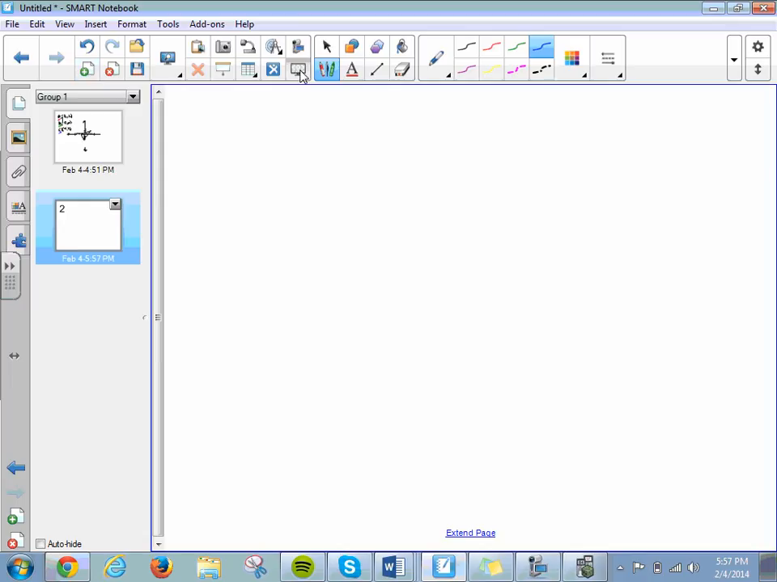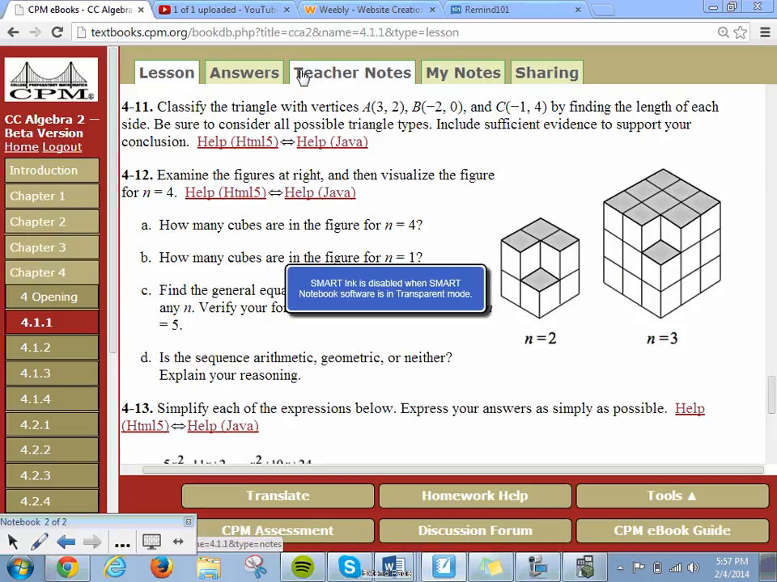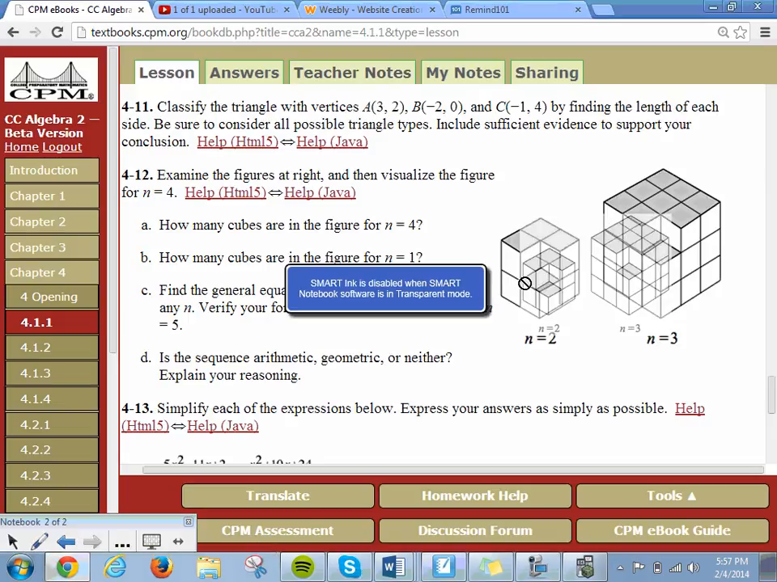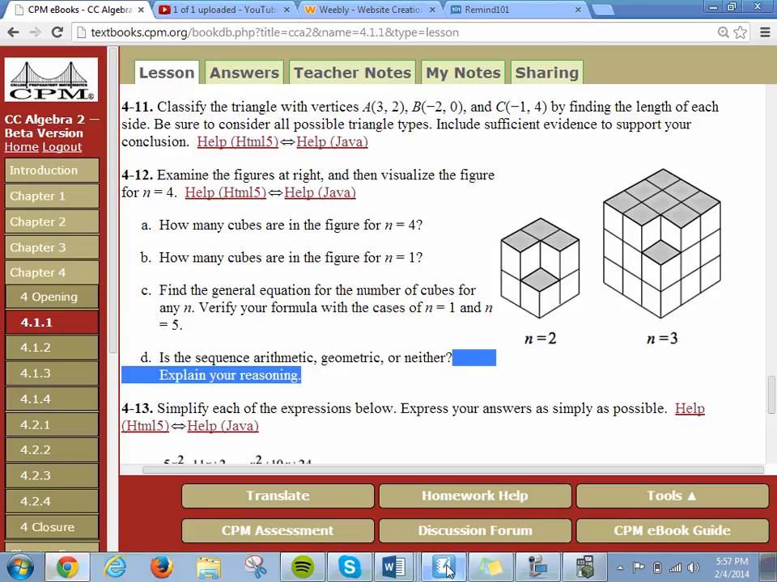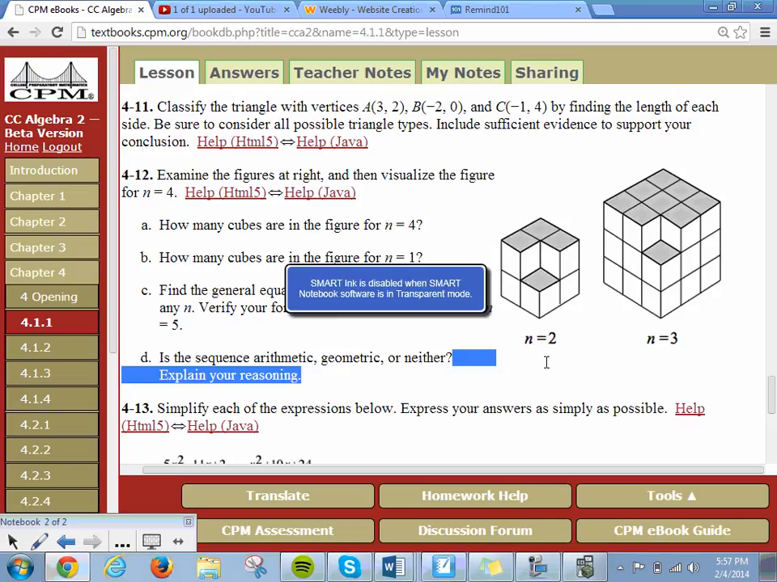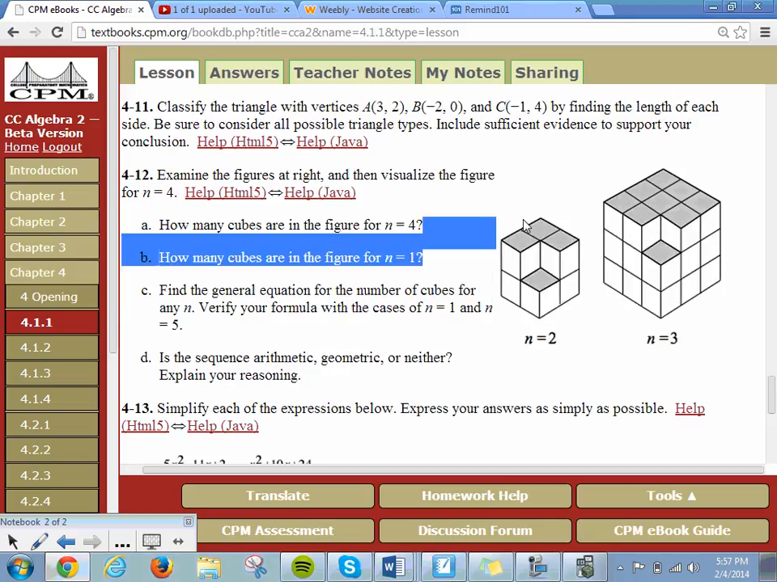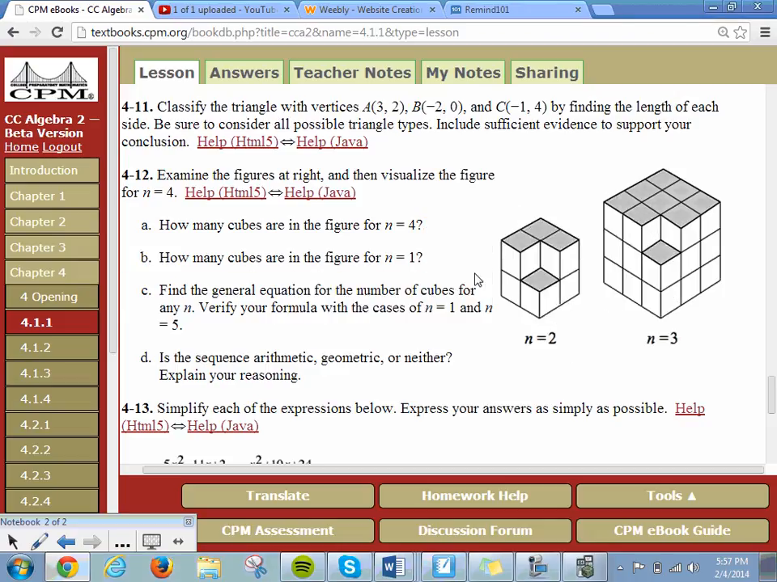Oops, my smartboard is gone. Put it on transparency. So, counting the number of cubes that we have. Come on. It's not allowing me to write, which is unhelpful. Sorry guys, bear with my smartboard as it tries to figure itself out. There we go.